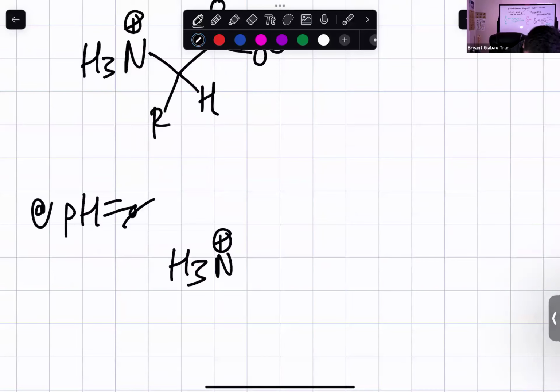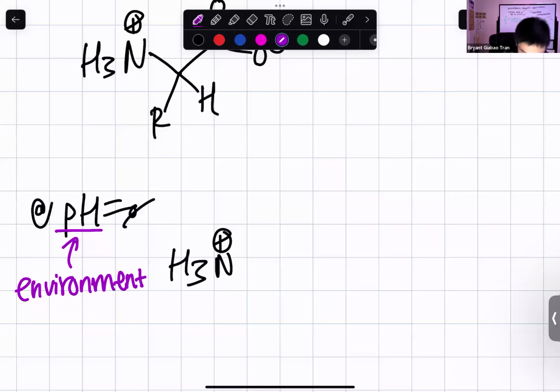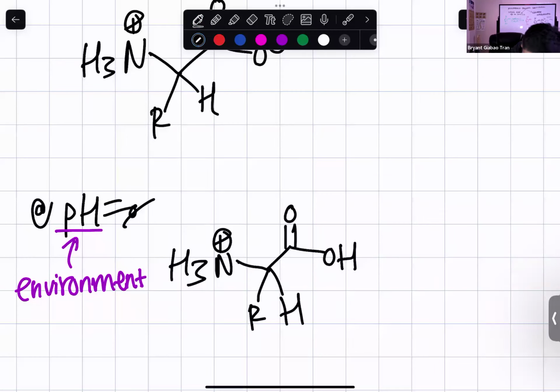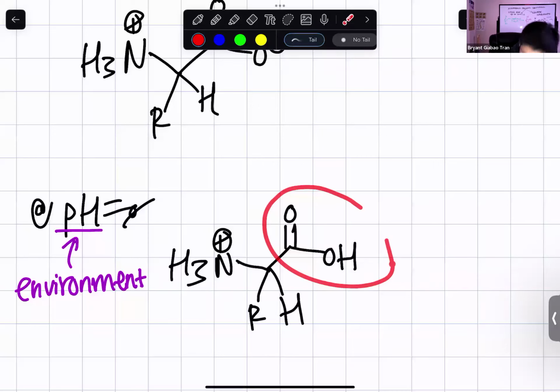every single group is going to get protonated, because when you think of pH, think about the environment. The environment is very acidic right now. There are a lot of hydrogen ions floating around, which are going to protonate every single group of the amino acid, giving us this configuration here, where the carboxylic acid is protonated and the amino group is protonated.